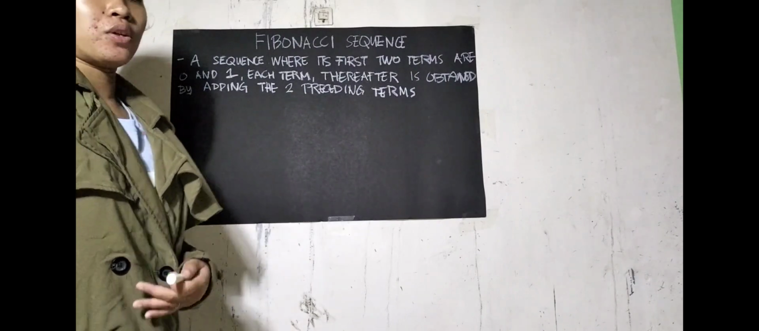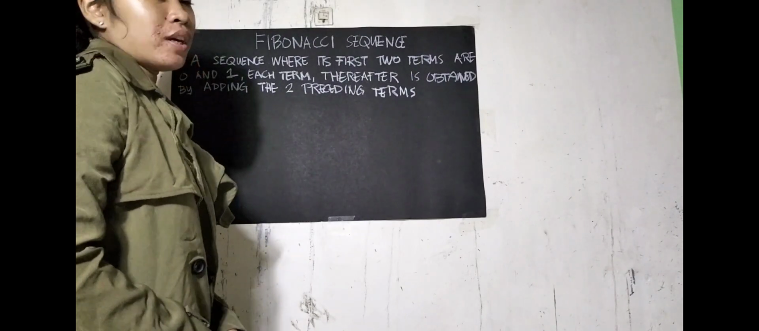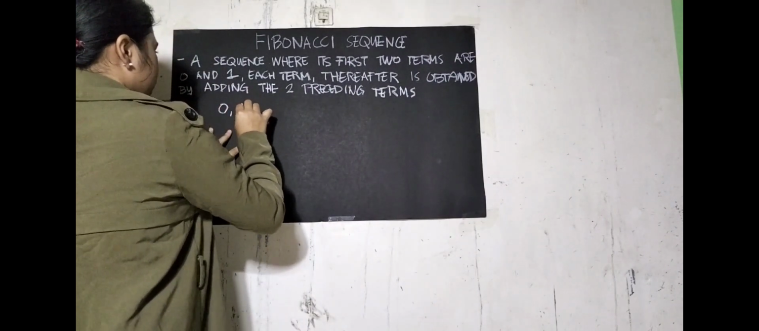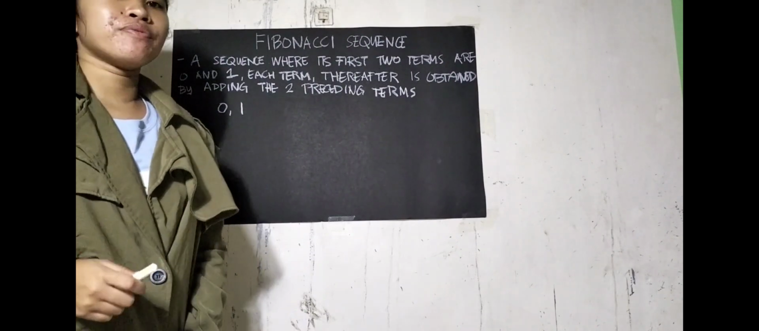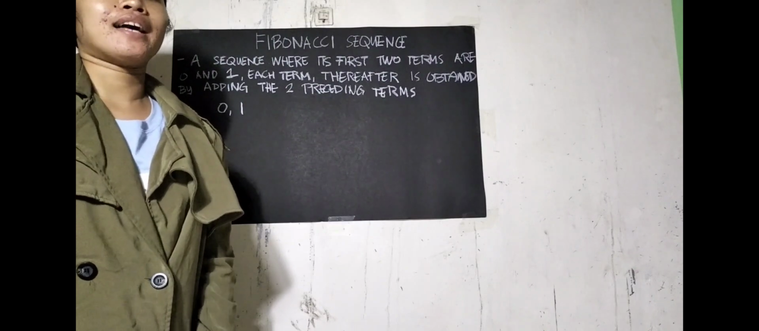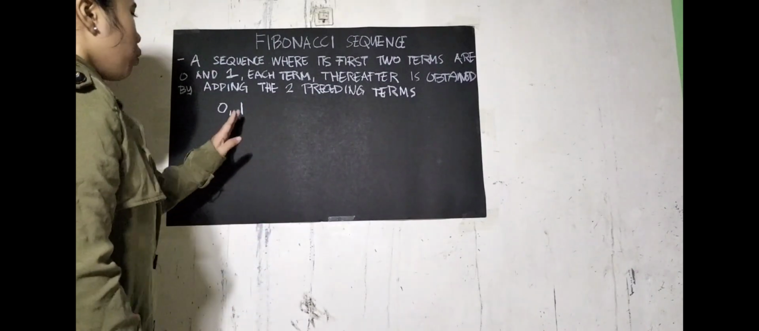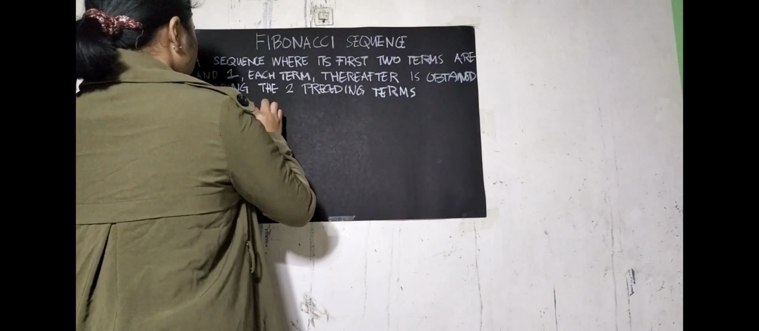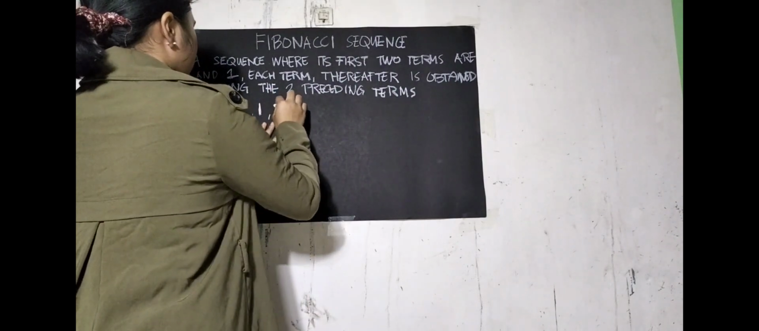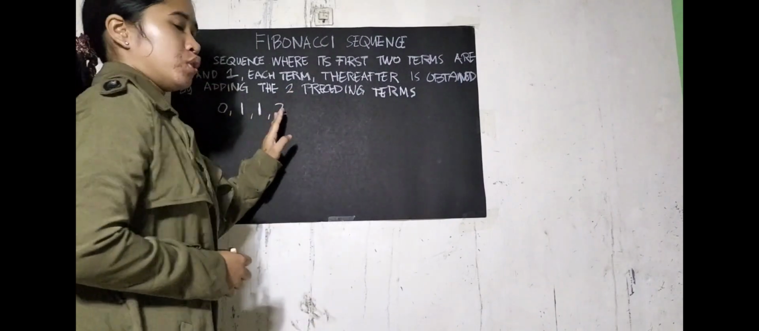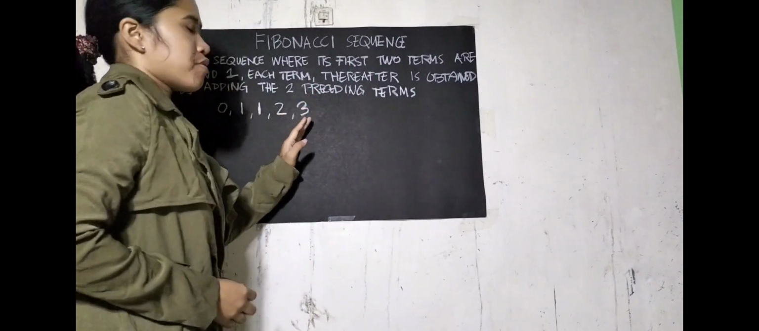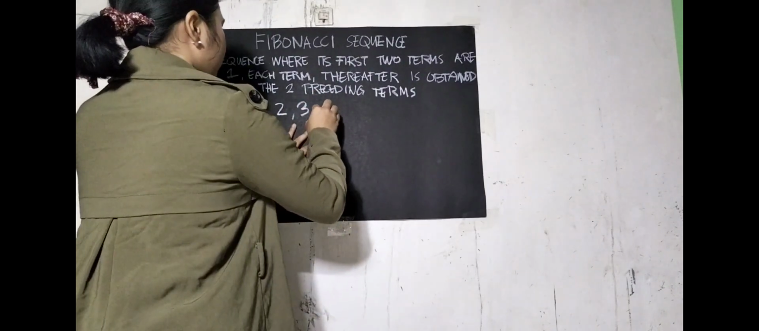So in the Fibonacci sequence, the first two terms are 0 and 1. But how can we find the third term of the Fibonacci sequence? This is by simply adding the two previous terms. 1 plus 0 is equal to 1. 1 plus 1 is equal to 2. 2 plus 1 is equal to 3. 3 plus 2 is equal to 5.